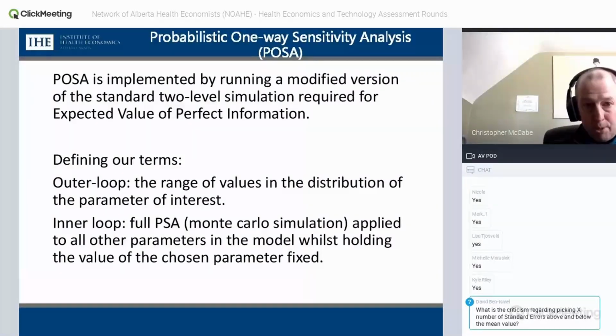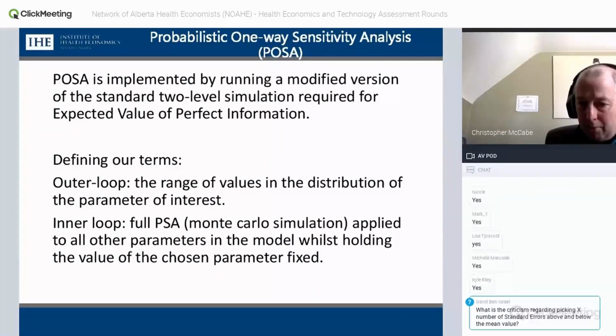Just define a couple of terms first. When I talk about the outer loop, what I mean is the range of values in the distribution of the parameter of interest. And often I will talk about them as either the centiles or the deciles of the distribution. The inner loop is the full probabilistic sensitivity analysis or Monte Carlo simulation that's applied to all the other parameters in the model whilst holding the value of the chosen parameter, the one we're interested in, fixed at the value sampled or selected for the outer loop.